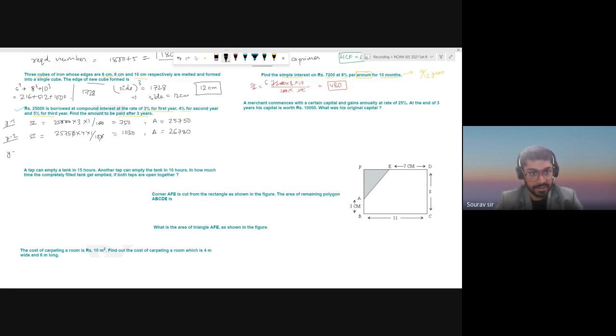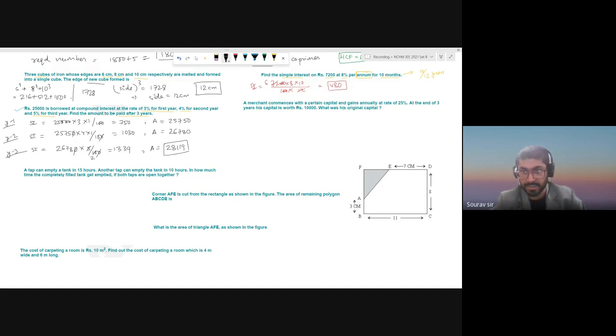Then for year 3, we're going to have the SI as 26780 times 5 by 100. You cancel the 0. You can also cancel 2. So your SI is 1339. Just add it to the amount, and you're going to get 26780 plus 1339, which is 28119. That is the answer.